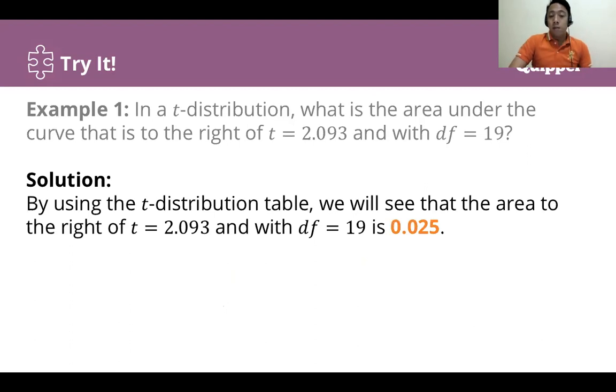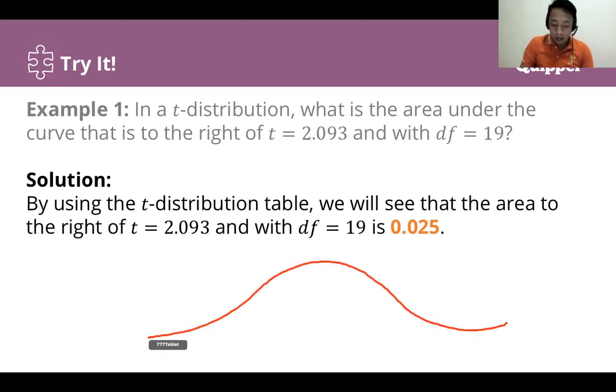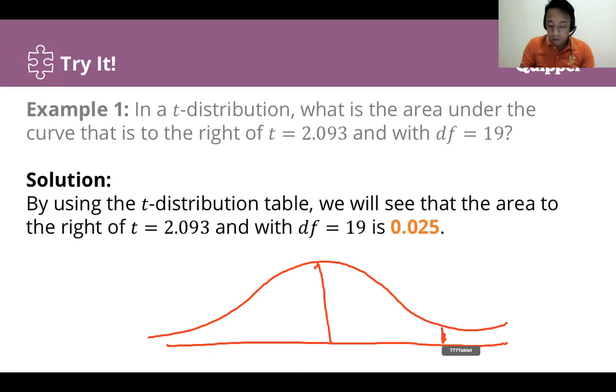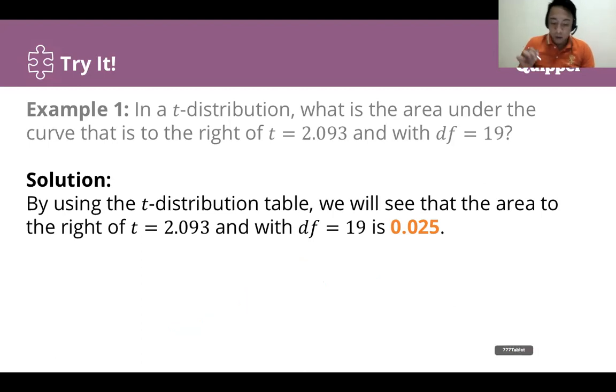Solution. By using the T-distribution table, we will see that the area to the right of T, or what we call T-value, which is 2.093, and with degrees of freedom, which is 19, is 0.025. So yun yung nasa taas. That means meron tayong 2.5%. Yun yung nasa right. If we have a bell curve here, just like this, ang hinahanap natin is right, under the curve but is to the right. So, here. Ito yung part na kinukuha natin. Okay? So, we have the 0.025. So, paano nakuha yun?